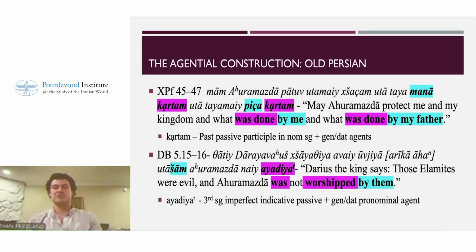As I seek to demonstrate, however, we see agential constructions with both past participles and finite verbal forms, and this too would eventually make its way into Aramaic. We see this in the second example from Darius at Bisatun with a passive finite verb ayadiyat, and it conveys the same sense. Darius the king says, "Those Elamites were evil, and Ahura Mazda was not worshipped by them."